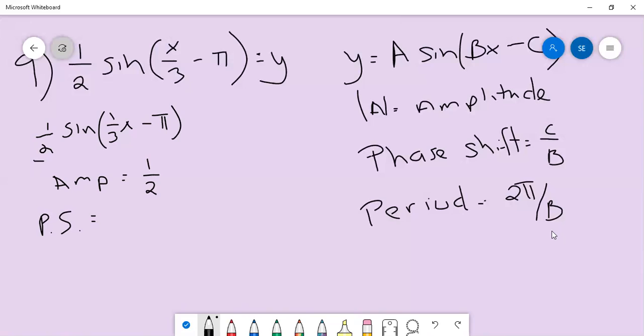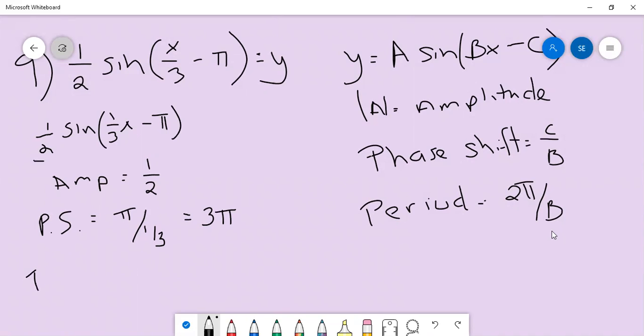Our phase shift is equal to our c over b. That's our pi over 1/3. But when we divide by a fraction, we can multiply by its reciprocal. The reciprocal is 3, so this ends up being 3 pi. That's our phase shift. So that's where we're going to start graphing our function. That's equivalent to where our origin was, at 3 pi.